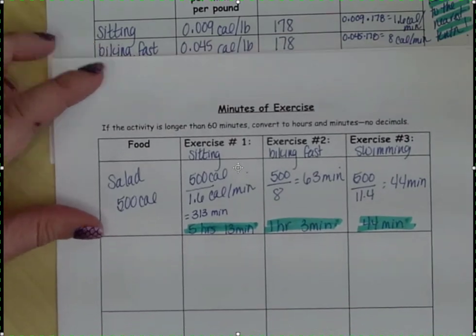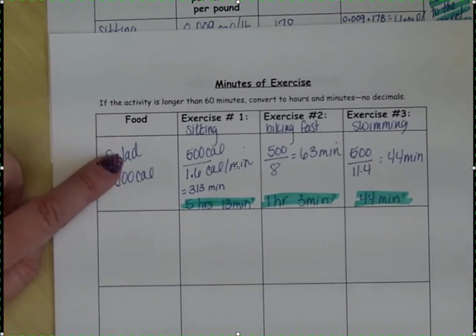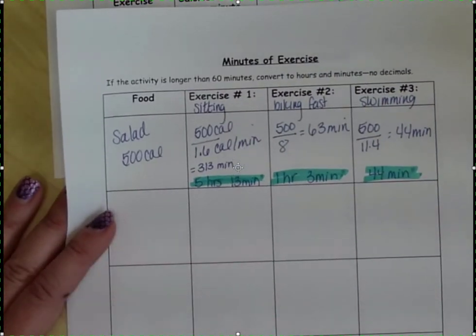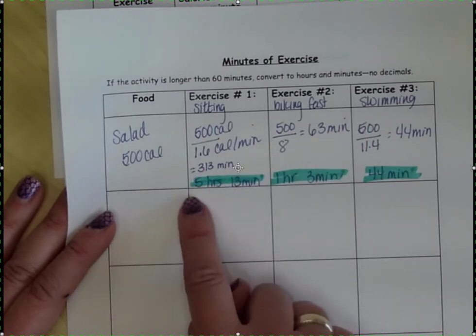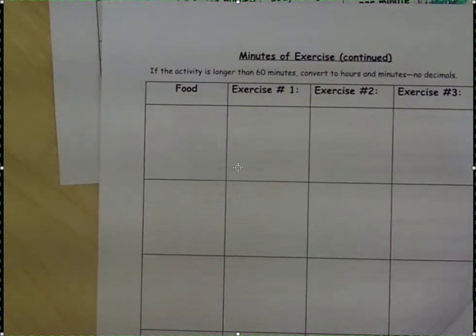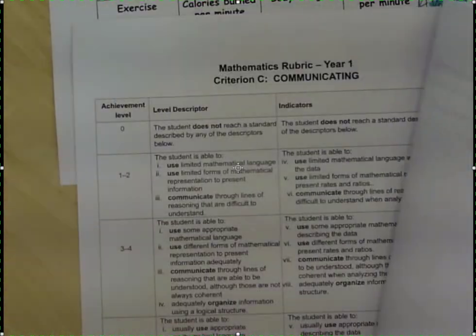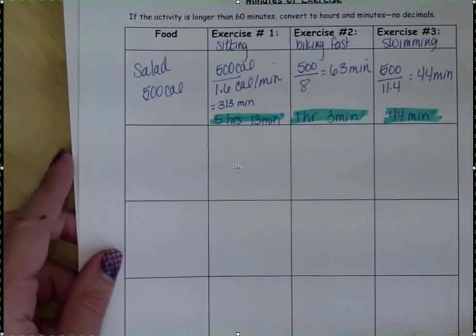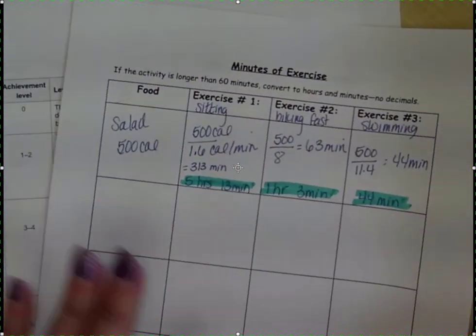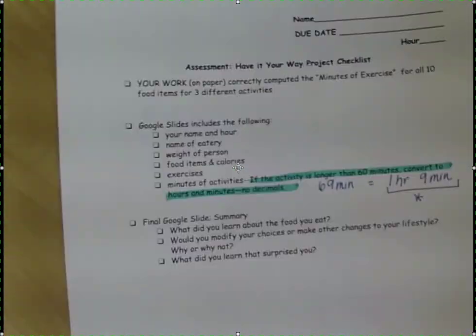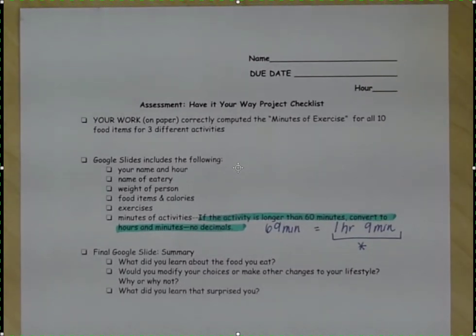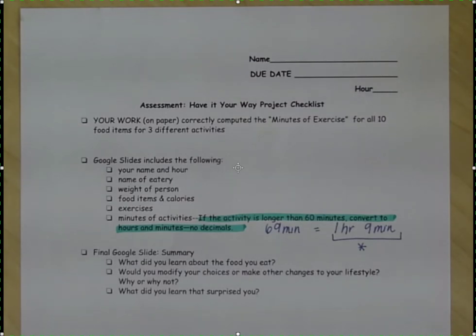So what I'd like for you to do now is to work on filling out your chart so that you've got all 10 food items and you are showing your math. Answers only are not acceptable here. Once you are finished, you can go ahead and start your Google Slides. Remember, we will have all of class time on Monday to work on this. This project is due Monday before midnight because I'm going to be grading these on Tuesday.